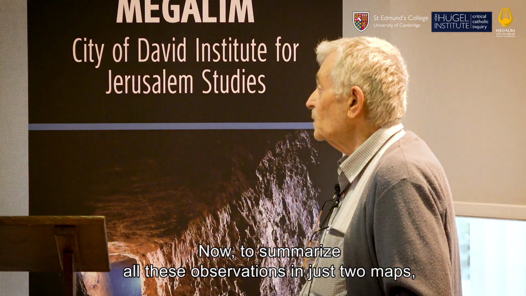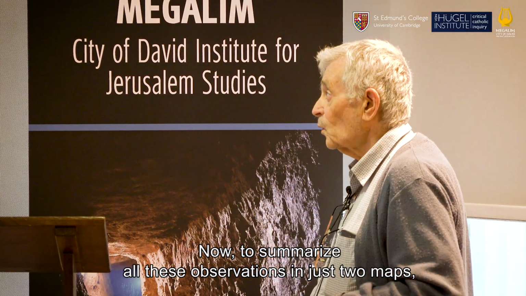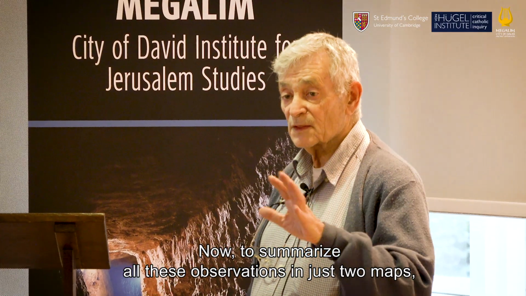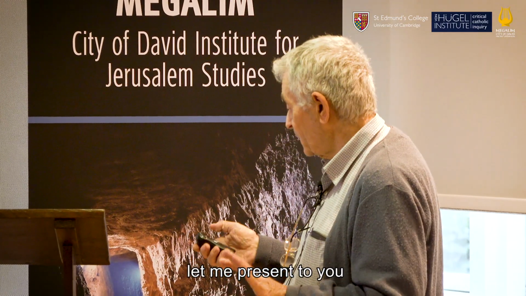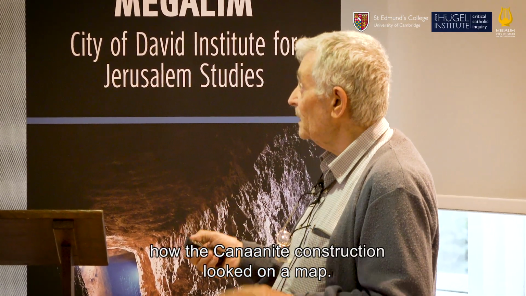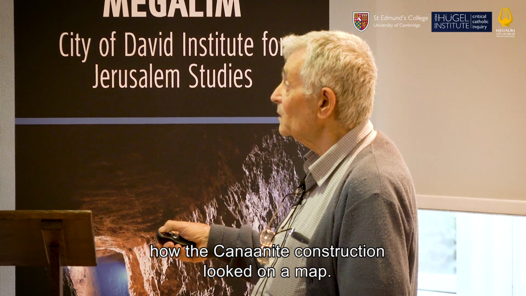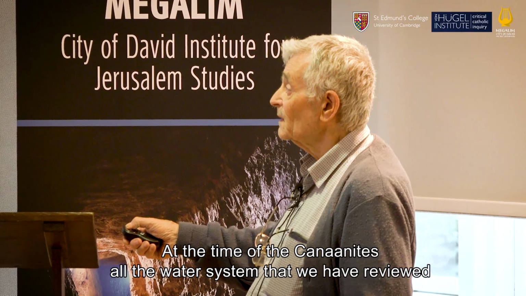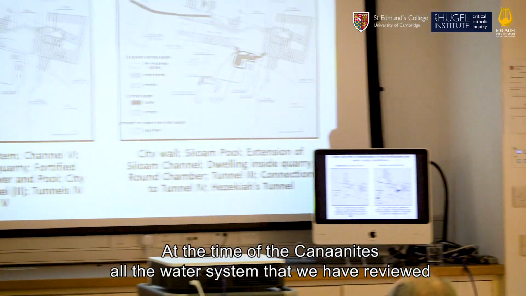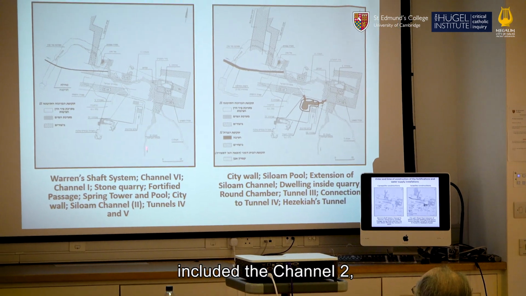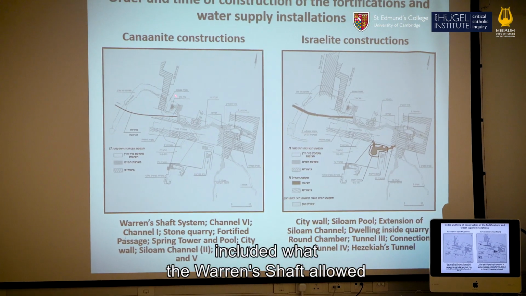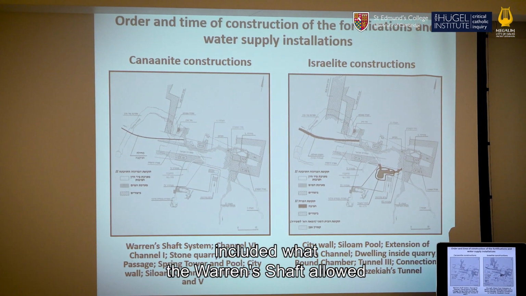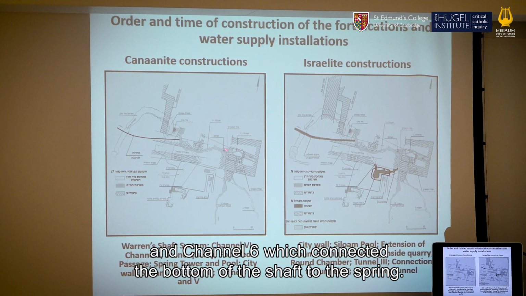Now, to summarize all these observations in just 2 maps, let me present to you how the Canaanite construction looked on a map. At the time of the Canaanites, all the water system that we have reviewed included channel 2, included what the Warren's shaft allowed, and channel 6, which connected the bottom of the shaft to the spring.